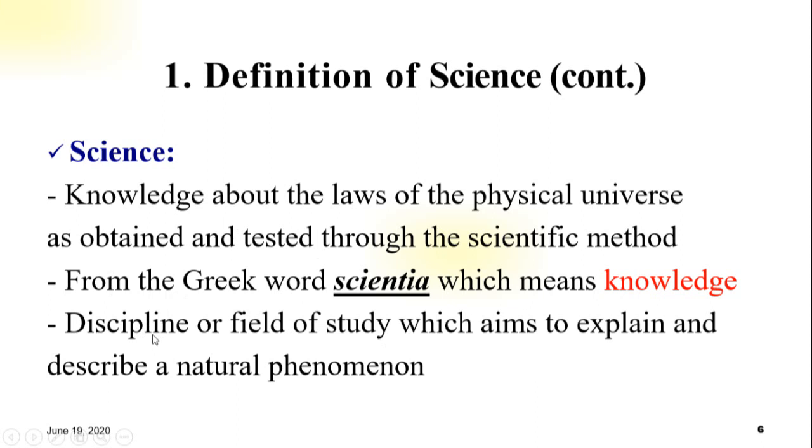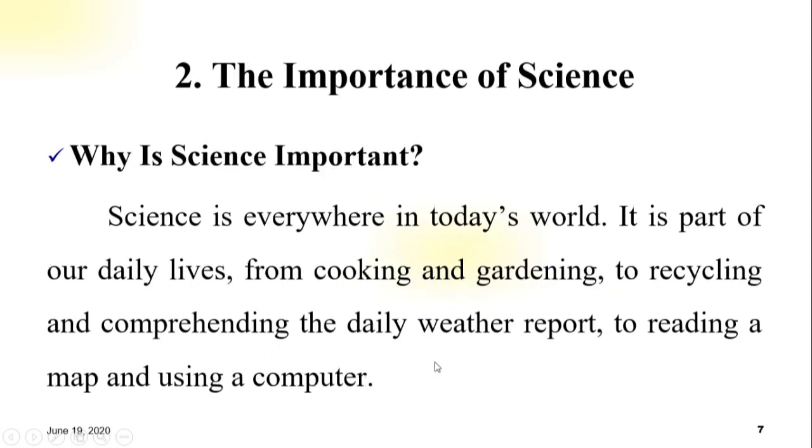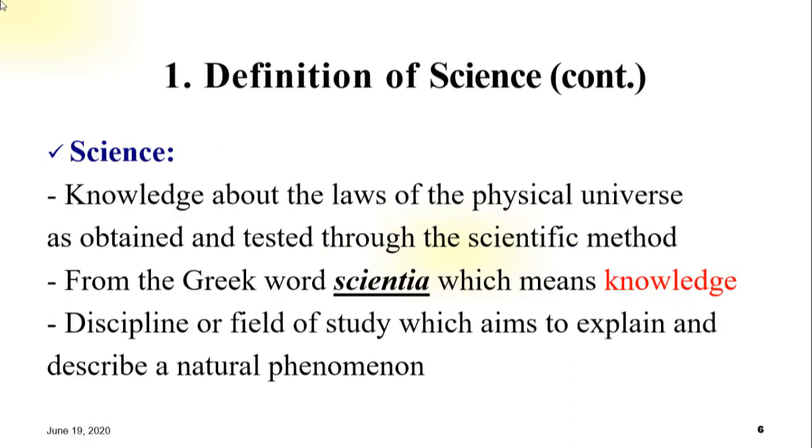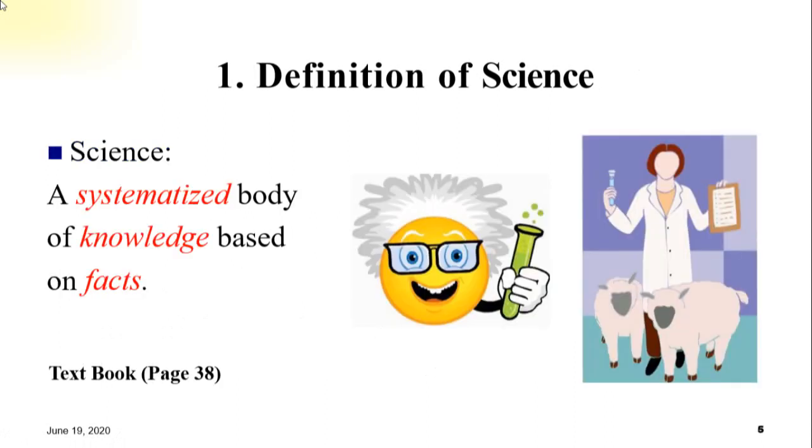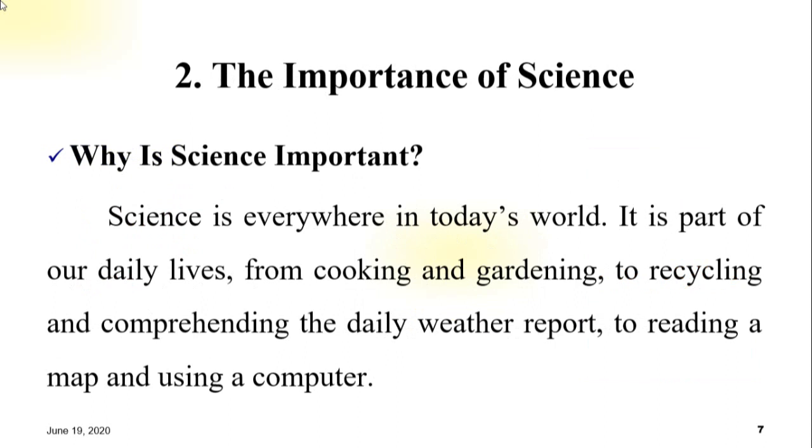Science is a discipline or field of study which aims to explain and describe natural phenomena. The word phenomenon is a fact or situation that is observed to exist or happen. This is the definition of science. Science covers three points, right? About the definition of science, please read in our textbook on page 38.